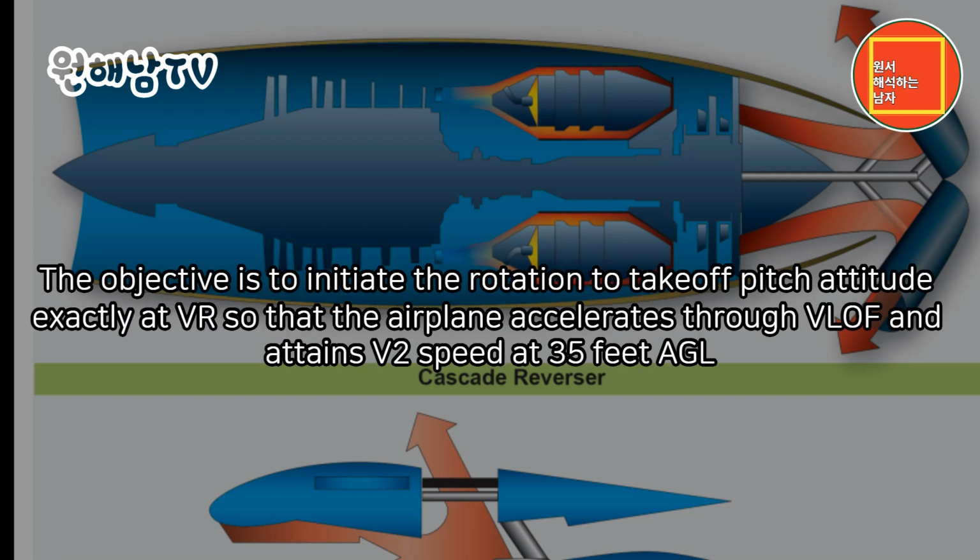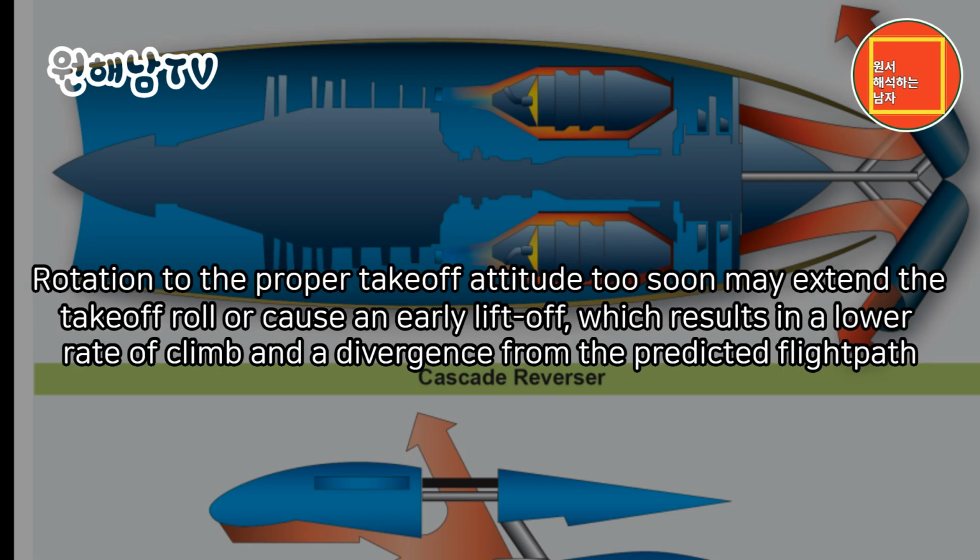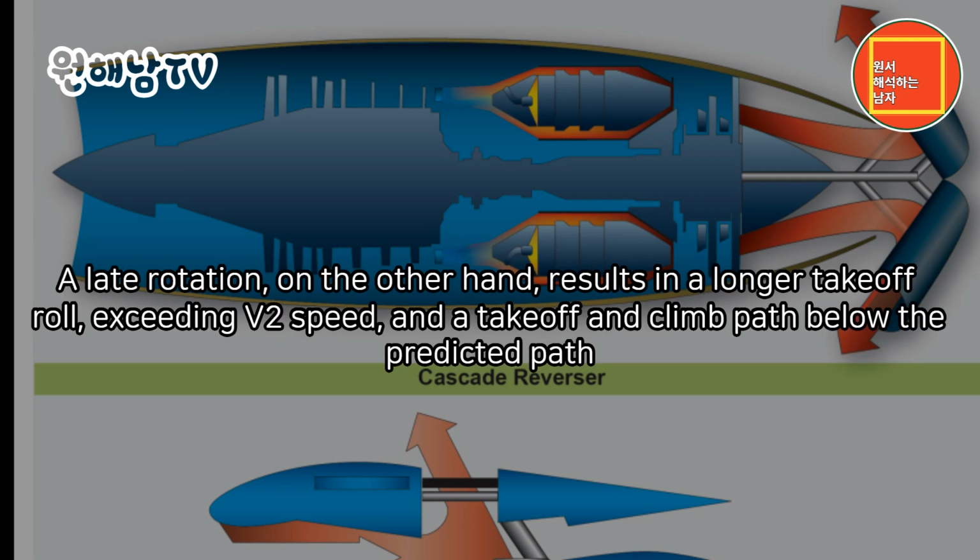Pitch attitude exactly at VR so that the airplane accelerates through VLOF and attains V2 speed at 35 feet AGL. Rotation to the proper takeoff attitude too soon may extend the takeoff roll or cause an early liftoff, which results in a lower rate of climb and a divergence from the predicted flight path. A late rotation, on the other hand, results in a longer takeoff roll, exceeding V2 speed, and a takeoff and climb path below the predicted path.